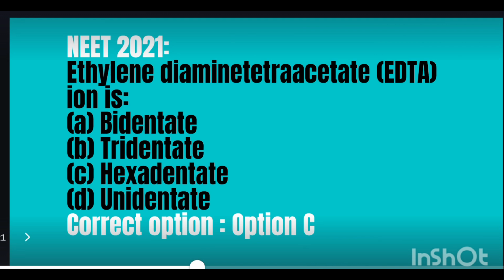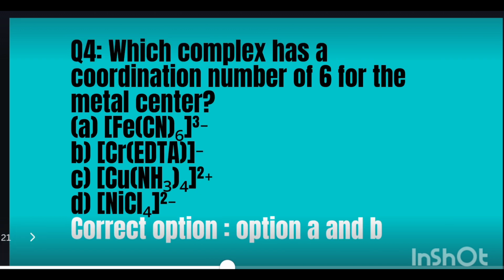Next, we'll see the question. It was asked in NEET 2021. Ethylene diamine tetraacetate EDTA ion is: option A bidentate, tridentate, hexadentate, unidentate. The correct option is option C, hexadentate, because it has 2 nitrogen donor and 4 oxygen donor atoms. So total 6 coordination sites. We'll see the next one.